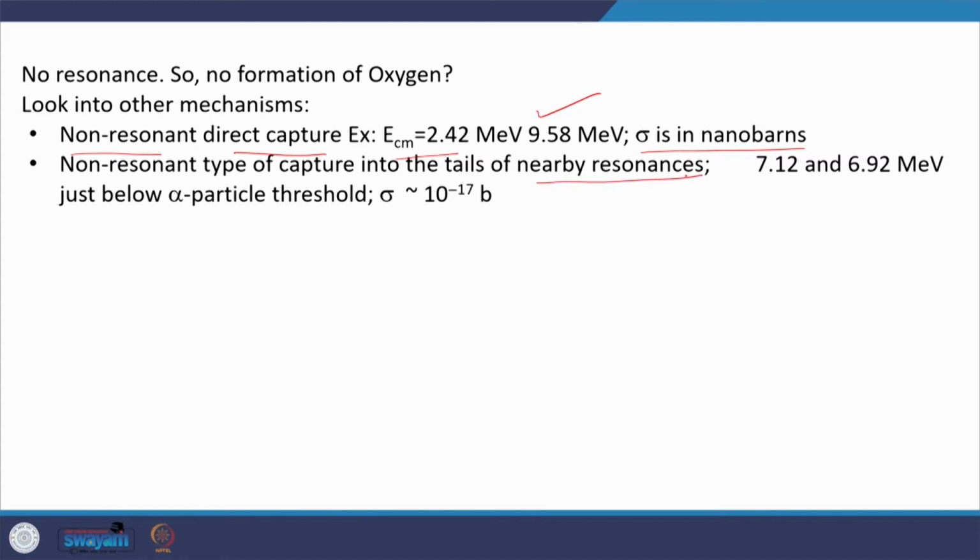When I say nearby resonances, what does it mean? 7.12 and 6.92 MeV, just below the alpha particle threshold. The problem is the cross section of this is expected to be around 10 to the power of minus 17 barns, which is just impossible to measure.